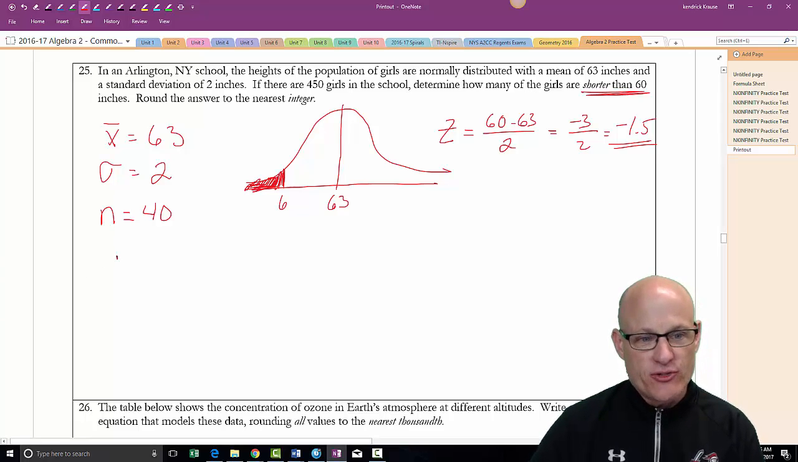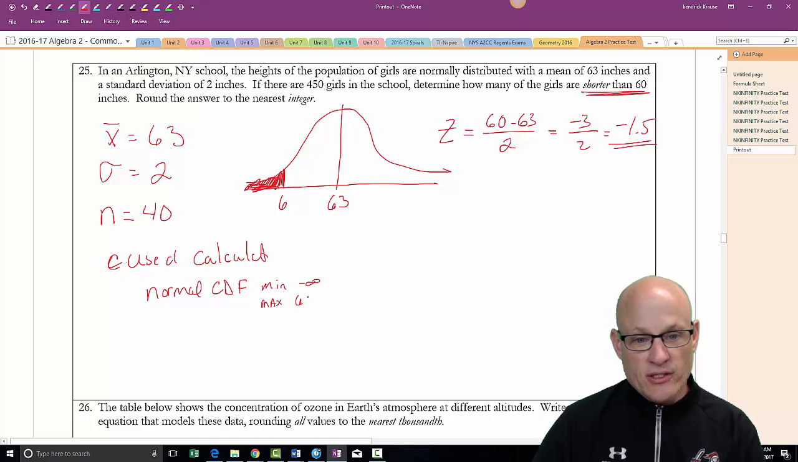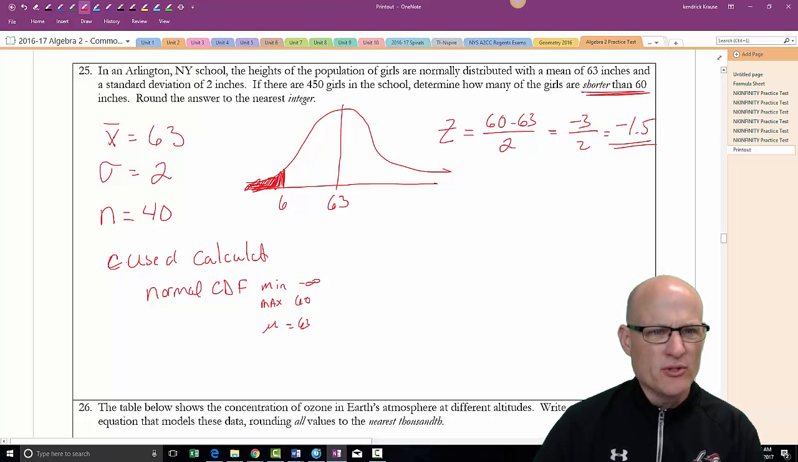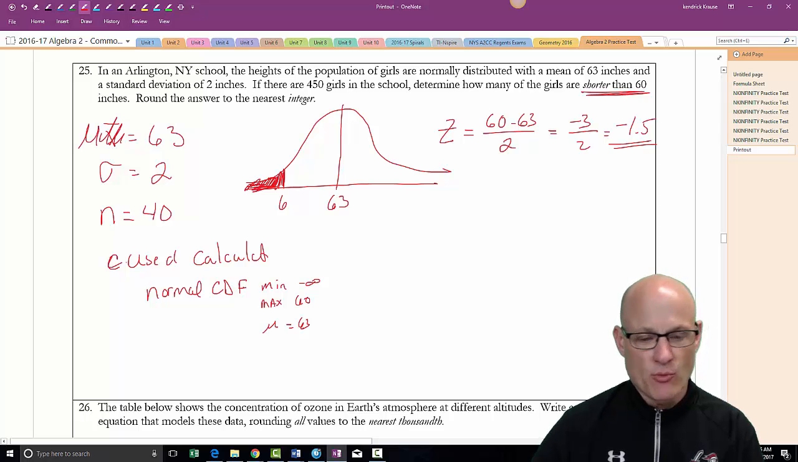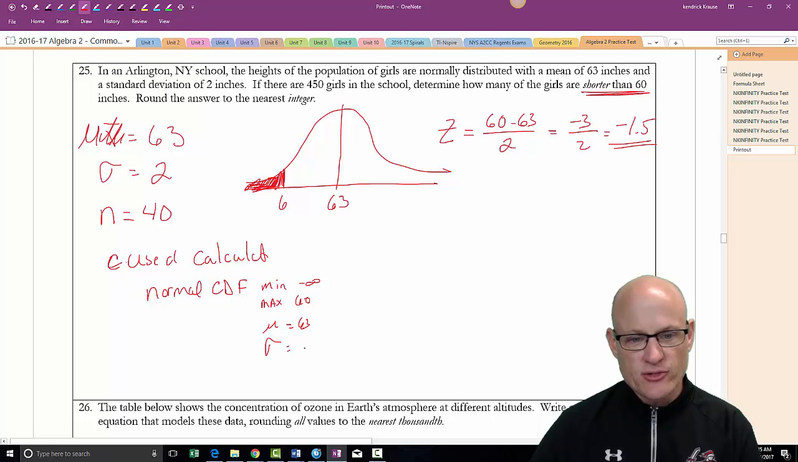So you need to explain that we're going to use the calculator, normal CDF, with a min of negative infinity, a max of 60, a mu of 63. I probably should have called this mu because it didn't say it was a sample. It just said it was the average. And my standard deviation is 2.